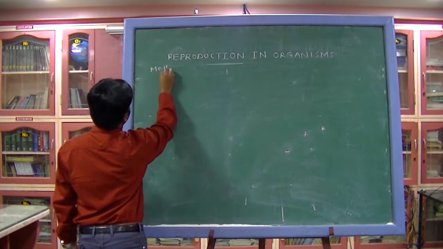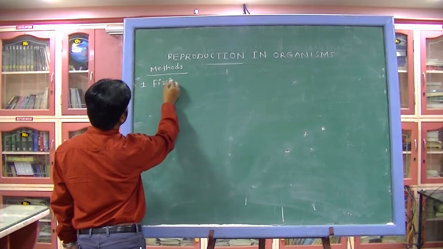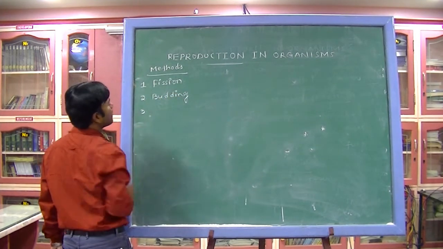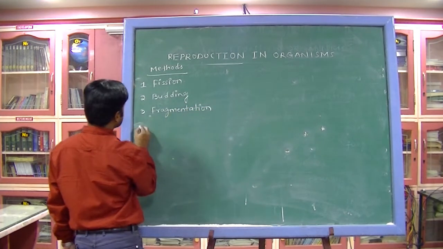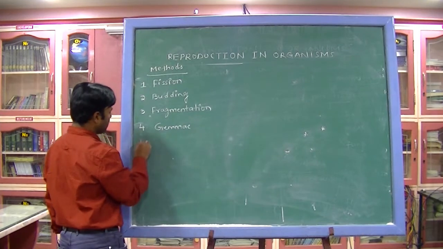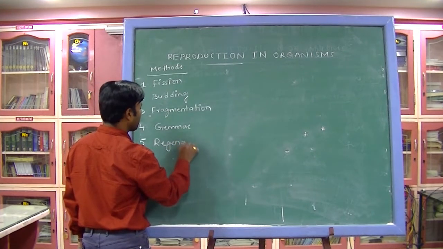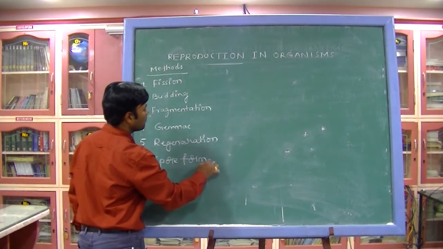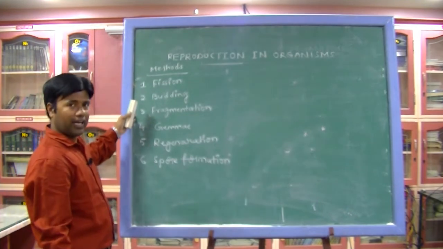What are the different methods or different types? First and foremost one is fission. Second one is budding. Third one is fragmentation. Fourth one is gemma formation. Fifth one is regeneration. Sixth one is spore formation. So these are different methods or different modes of asexual reproduction.